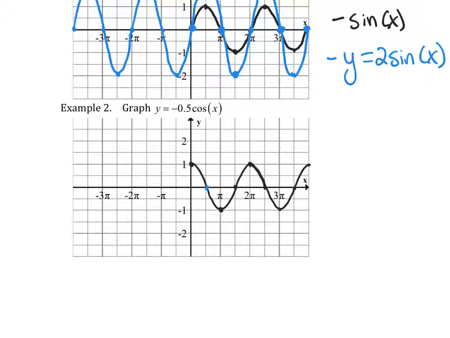Again, anything that's on the midline is going to stay. And then anything else is going to get half as big and reflected. So when I'm looking at this maximum value of 1, reflecting it would take it to negative 1, and then I would half that. So I would be at negative 0.5. And the same thing with the minimums. The minimums would change to maximums, but half as high.